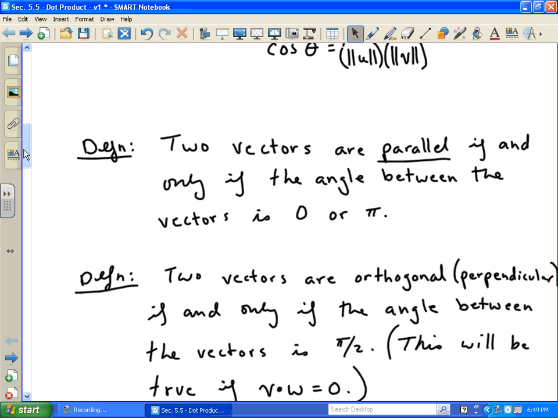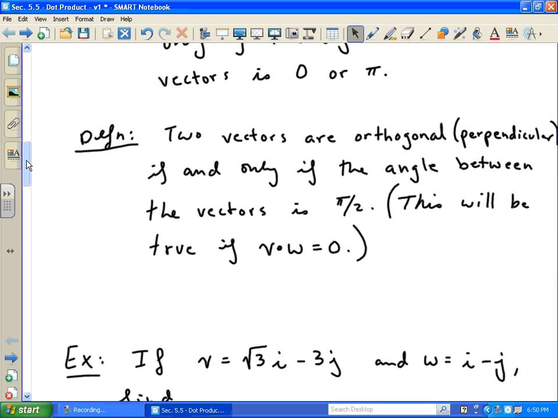Okay, two other definitions. Two vectors are parallel if and only if the angle between the vectors is either 0 or pi. Another definition, two vectors are orthogonal or perpendicular if and only if the angle between the vectors is pi over 2. The angle between the vectors is going to be pi over 2 if the dot product is 0.